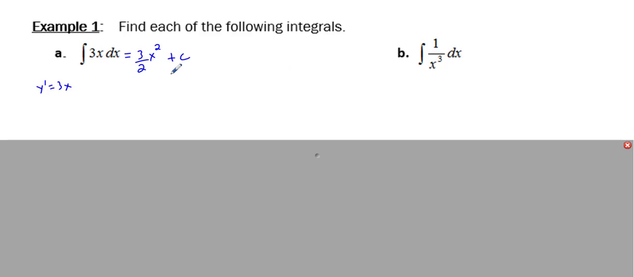And this right here, folks, is also called the general solution to the antiderivative. It accounts for all possible antiderivatives. It's all functions whose derivative is 3x. This is like y prime. This is like y.